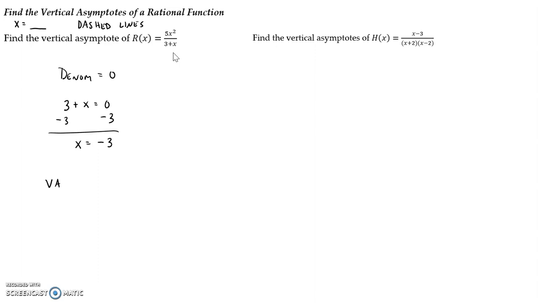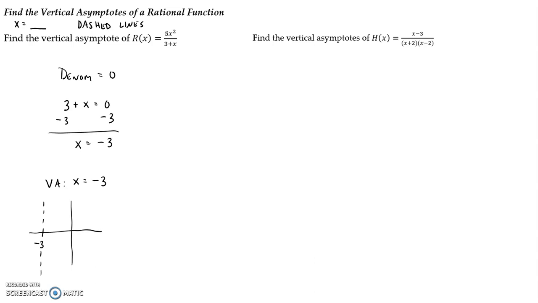So our vertical asymptote, I'll abbreviate that as VA, is the equation x equals negative 3. Make sure you list it as an equation. It's not just a number, right? It's a line. So when we go to draw the graph, at that x value of negative 3, we're going to draw the asymptote as a dashed line through that. And we'll take a look at what the graph looks like here in a second. Let's go ahead and take a look at the second example.